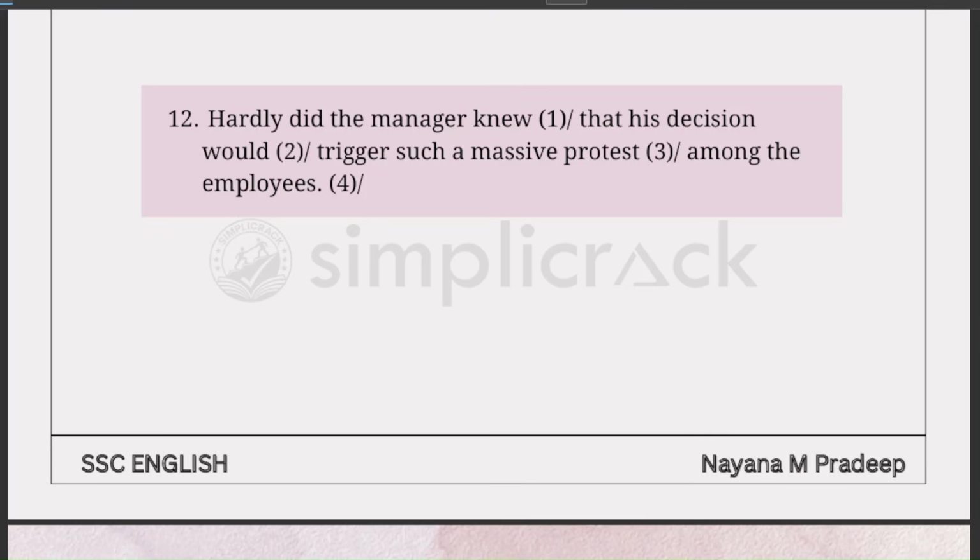Next question. Hardly did the manager knew that his decision would trigger such a massive protest among the employees. Now what is the error here? The error is in part 1. Why is it wrong? Because here you already see that there is an inversion. You have the auxiliary verb, the subject and the main verb. Because we have used a negative adverb, hardly, in the beginning of the sentence, a structure inversion is happening.